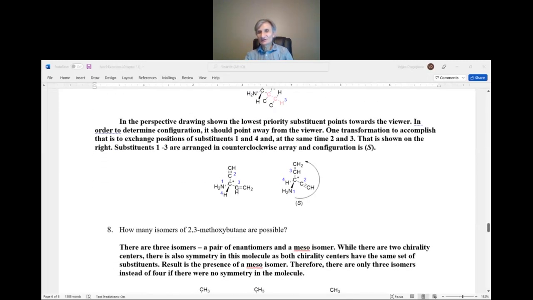And now that you have priorities identified, this is perspective drawing. A previous example had Fischer projection, and to determine whether configuration is R or S, you would place lowest priority substituent on vertical bond. And then you ignore it, and you determine whether substituents of priority 1, 2, 3 are in clockwise or counterclockwise array. Or for you, it's the opposite, like clockwise and counterclockwise. We are watching mirror image of each other.